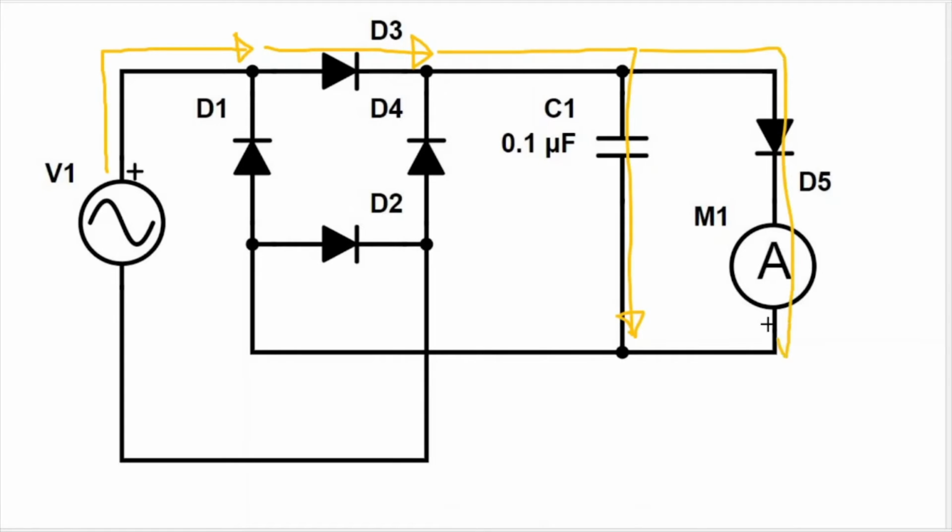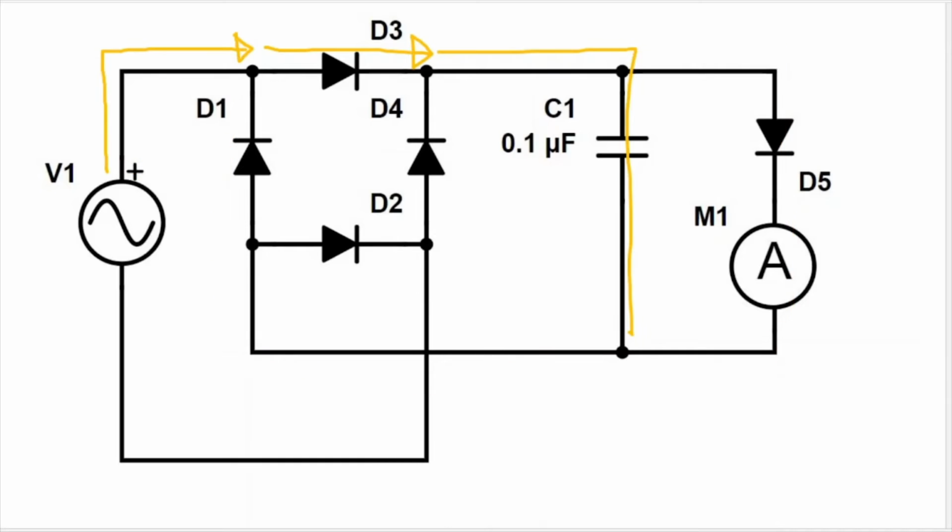So therefore, it gives the ammeter a positive reading. The capacitor is here to smooth any dips in current. So when the current goes down to zero, the capacitor will begin to discharge and fill in for the ammeter. Now the current is going to go back to ground this way.